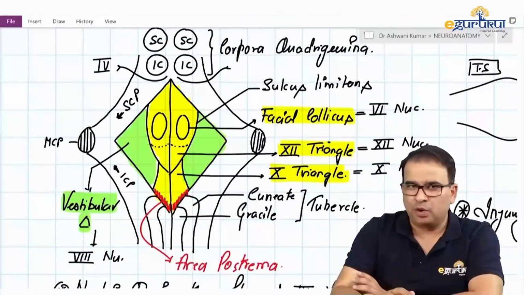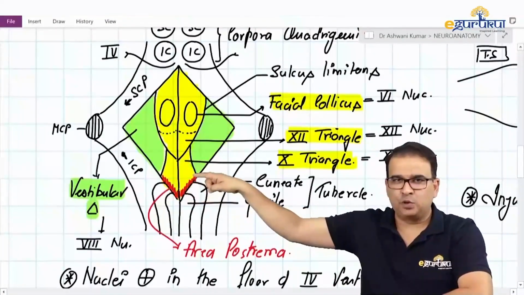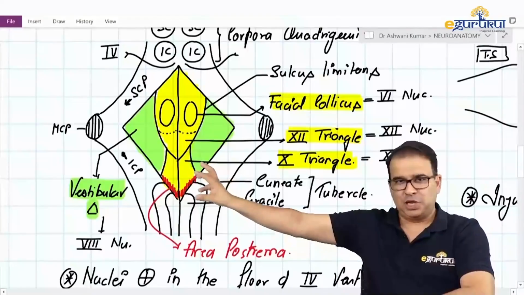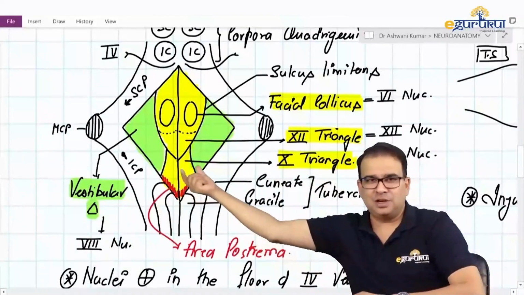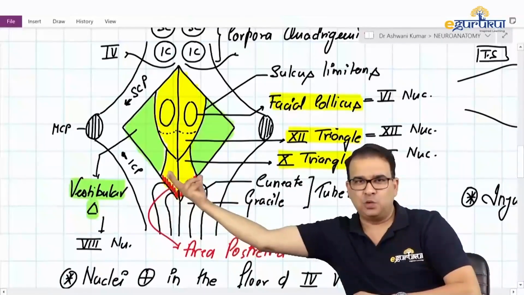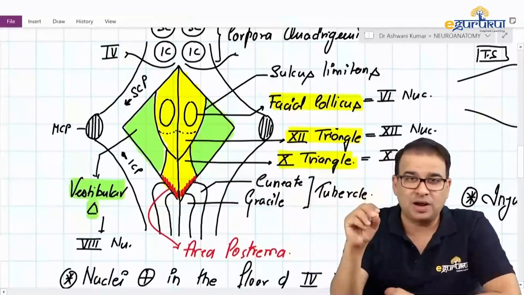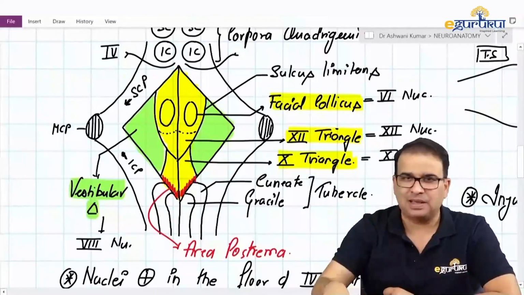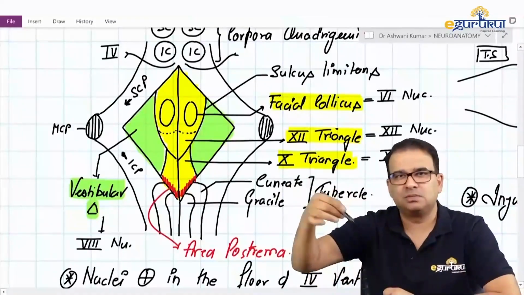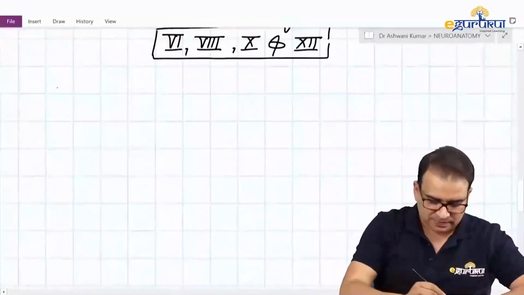One more term if you want to add here: if you look at the entire inferior angle of the fourth ventricle, its shape looks like a nib of an ink pen. Can you see that? It looks like a nib of an ink pen in this lower part here. And that's why the inferior angle of the fourth ventricle is also regarded as calamus scriptorius. Calamus is the word for the pen, scriptorius, the one which is used to write the script.